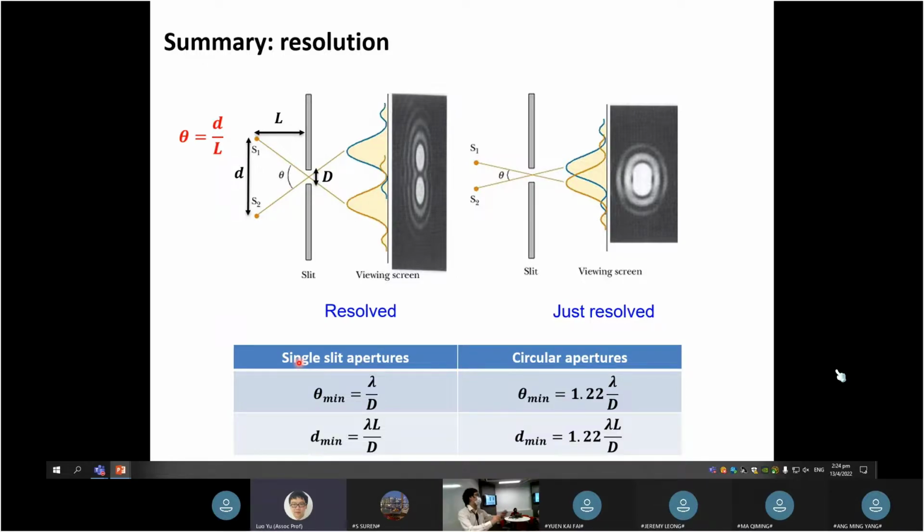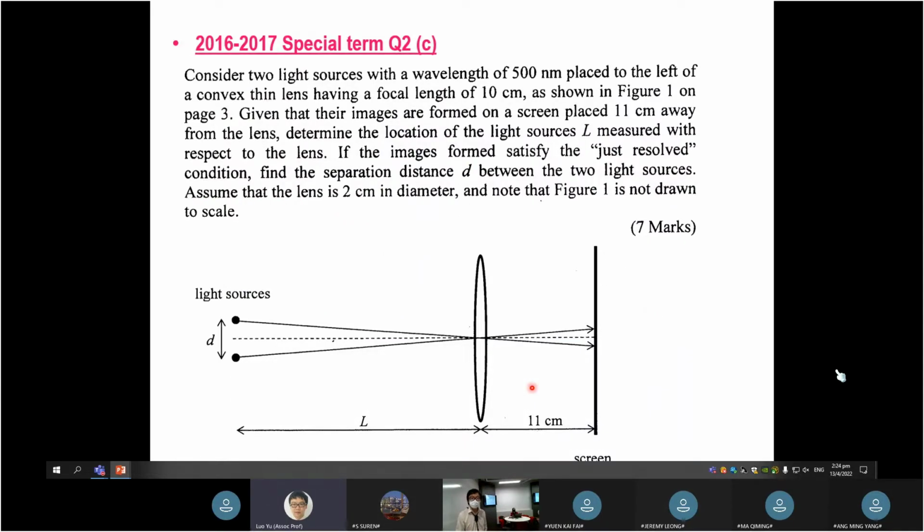If we have a slit aperture, such as a slit or a two-dimensional lens or concave mirror, the minimum angular resolution is lambda over d. For a circular aperture, the minimum angular resolution is 1.22 times lambda over d. So this is the basic concept about the resolution. Now let's look at two questions related to the resolution.